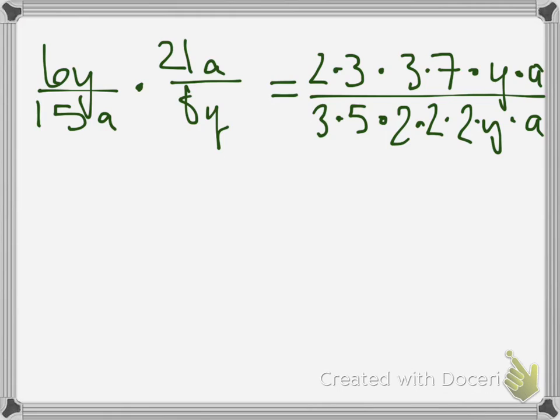Okay, and then I got another Y and an A. All right, so let's see here. A 3 and a 3 cancel. A 2 and a 2 cancel. That's it. Y can cancel. A can cancel. Okay, well, I guess I'm not canceling those out yet.